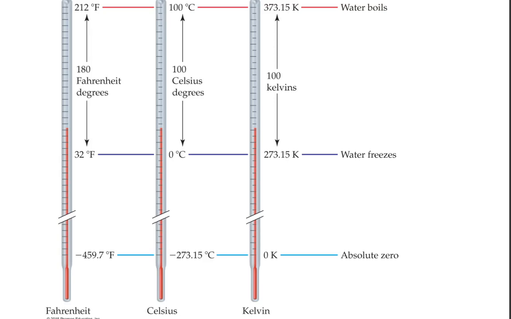In the Kelvin scale, it is 0 Kelvin, so we never have a temperature that is negative in units of Kelvin. In degrees Celsius, the lowest temperature attainable is negative 273.15 degrees Celsius, and in Fahrenheit it would be negative 459.7 degrees Fahrenheit.